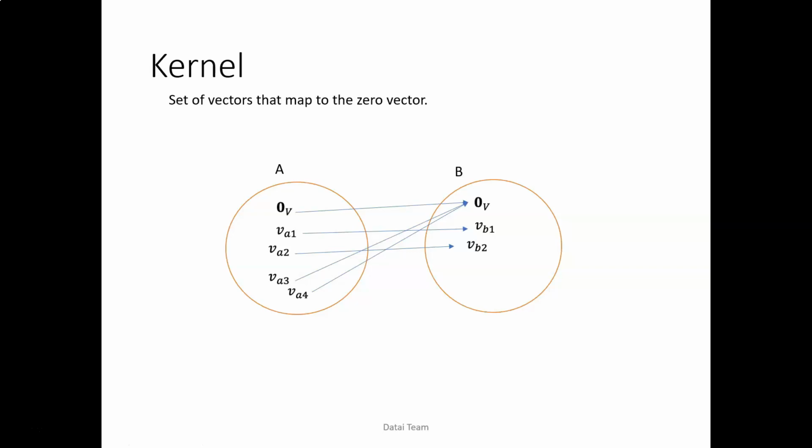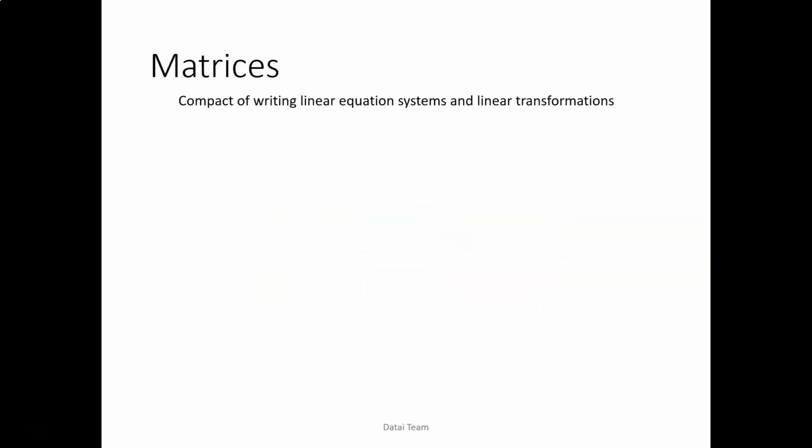Kernel is the set of vectors that map to the zero vector. For example, we have the set A and set B. Set A has the vectors zero vector, VA1, VA2, VA3, VA4, and the set B has zero vector, VB1 and VB2. As you can see, the vectors VA3 and VA4 map to the zero vector. So those two vectors are in the kernel. And we will do more operations with kernel once we learn about matrices.